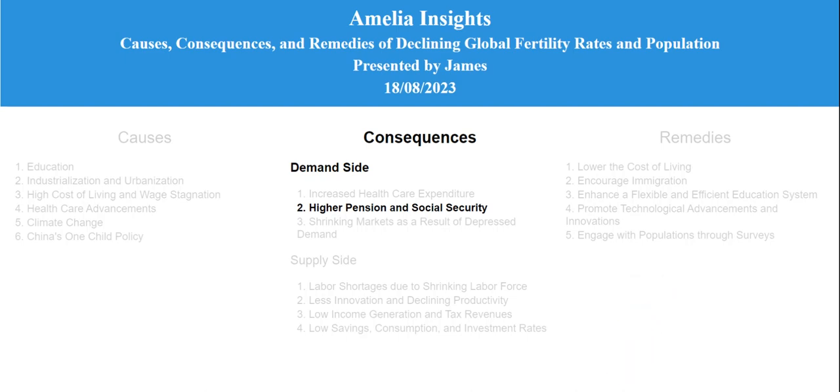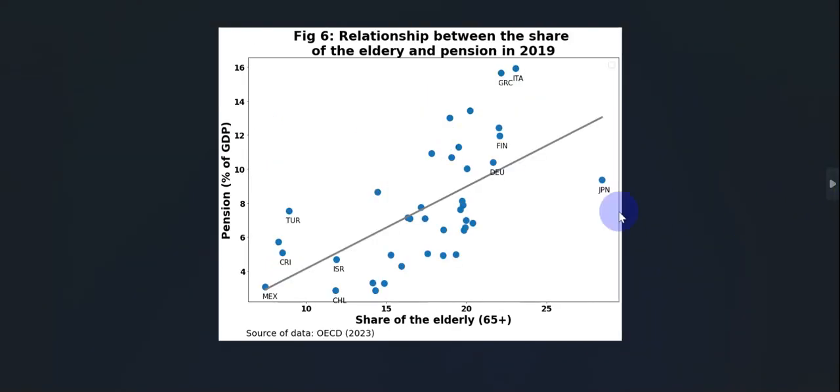Consider Figure 6, which shows the relationship between the share of the aged and pensions in 38 OECD countries. The figure reveals a positive relationship between the share of elderly and pensions, with Costa Rica, Mexico, and Chile having the smallest share of the elderly and also the smallest share of their pensions to GDP. Japan, Italy, and Greece had the highest shares of these values.